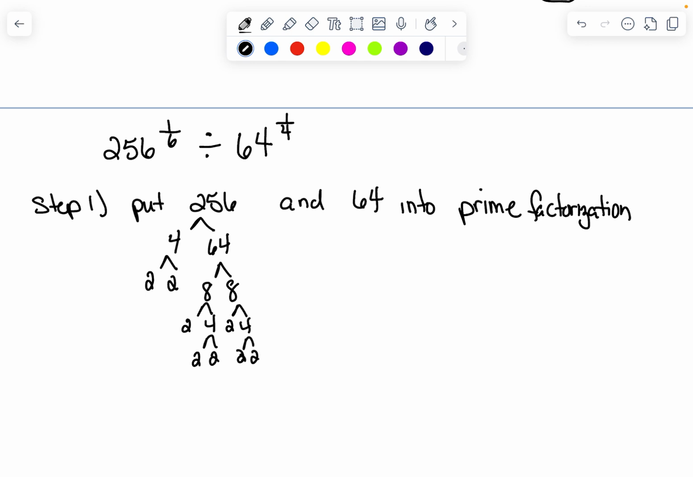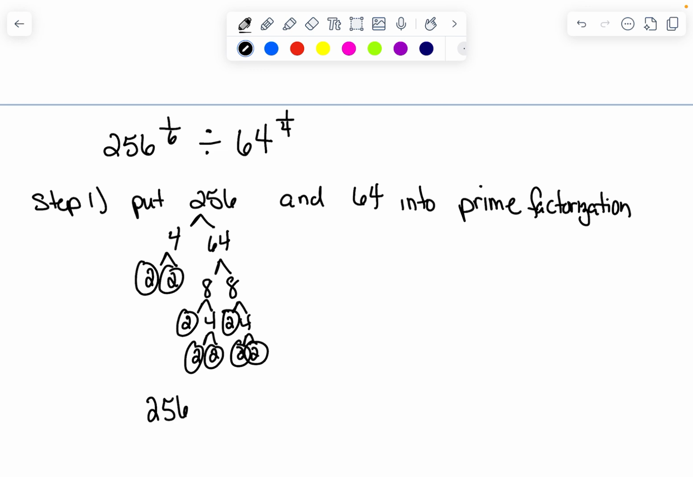And now I know that every tree here ends in a prime number. But don't forget this one. If you don't only go by 2s like we did before, then you'll need to make sure that you count all of those. So 256 in its prime factorization is 1, 2, 3, 4, 5, 6, 7, 8, 2 to the 8th.